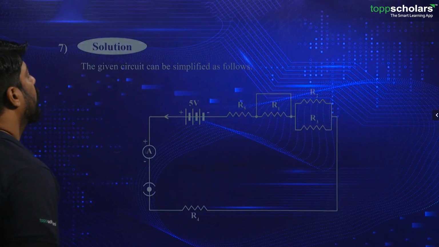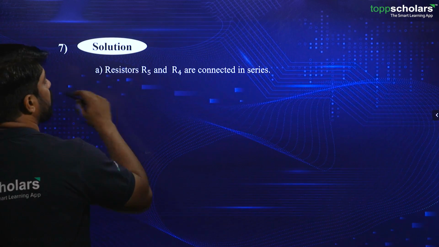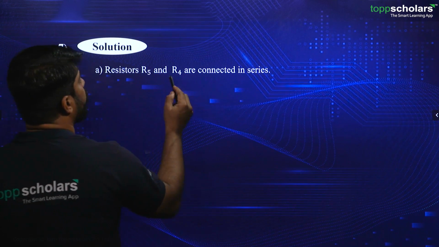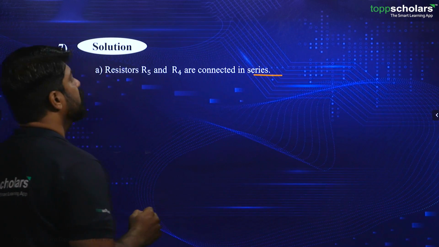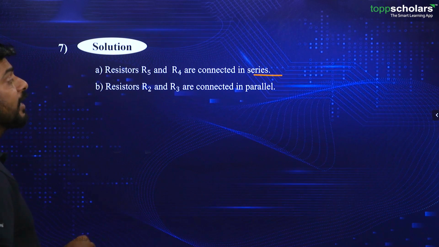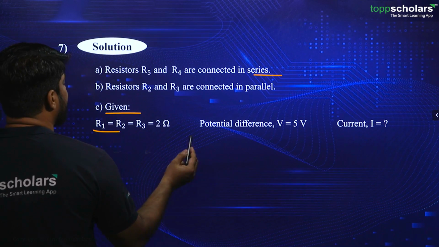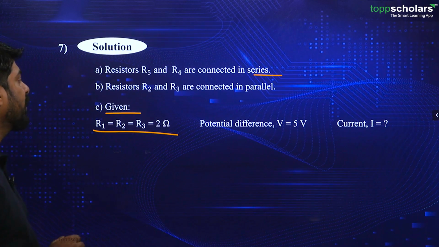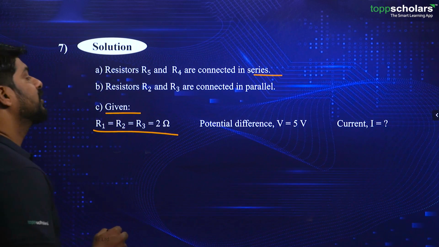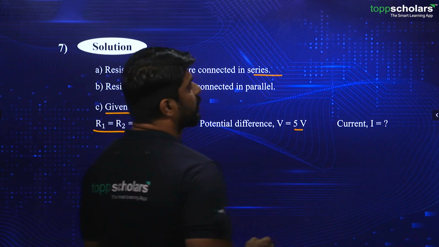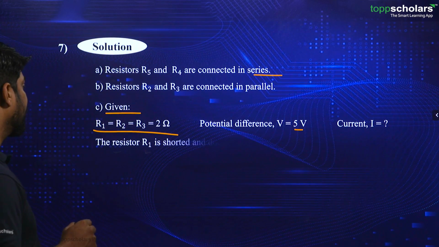Okay, now let's answer the questions. Here we can see R5 and R4 are connected in series. Then R2 and R3 are connected in parallel. Now it is given that all the resistors have the value 2 ohm. Potential difference is 5 volt. So what is the current? We can calculate that.